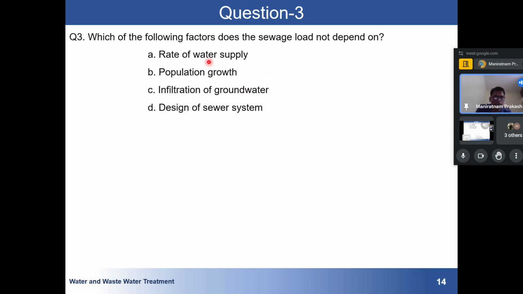Before discussing, you can also answer this question. If some waste is being produced, if some wastewater is being produced, it will depend upon what? It will depend upon the population.